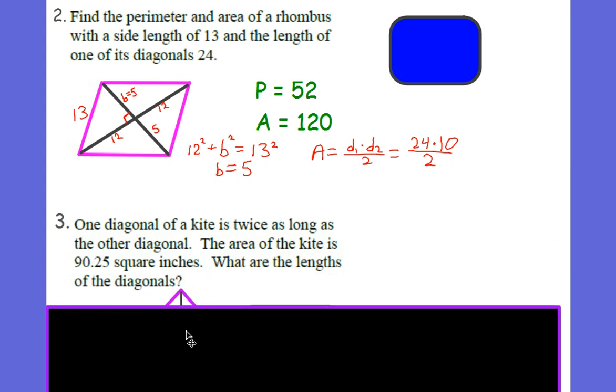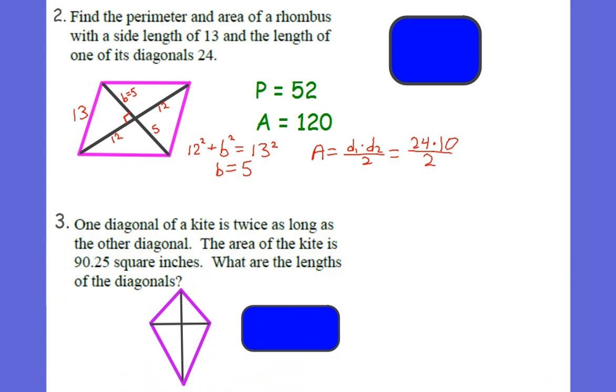Okay, I got another example down here. Hopefully y'all can see all of that. Little kite problem: one diagonal of a kite is twice as long as the other diagonal. The area of the kite is 90.25 square inches. What are the lengths of the diagonals?